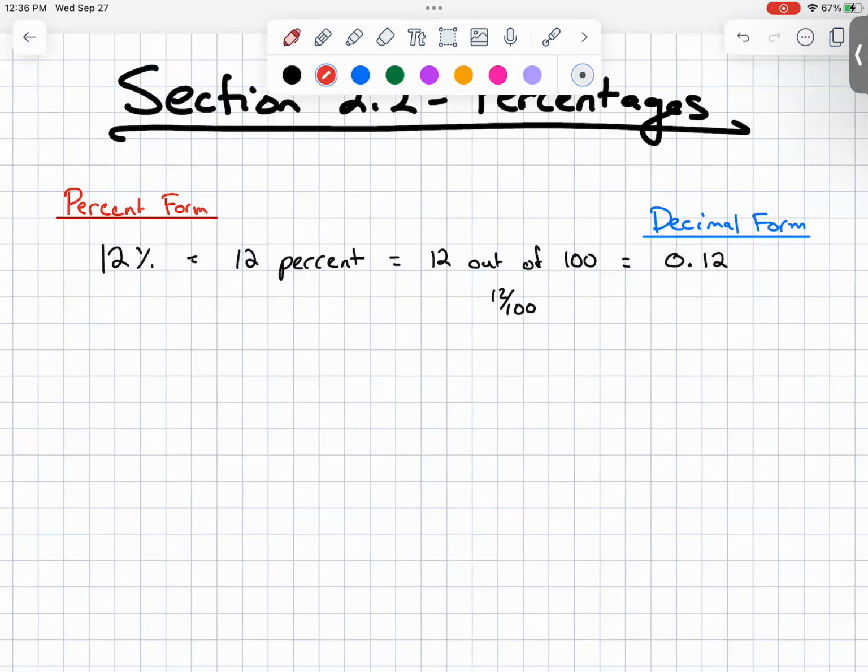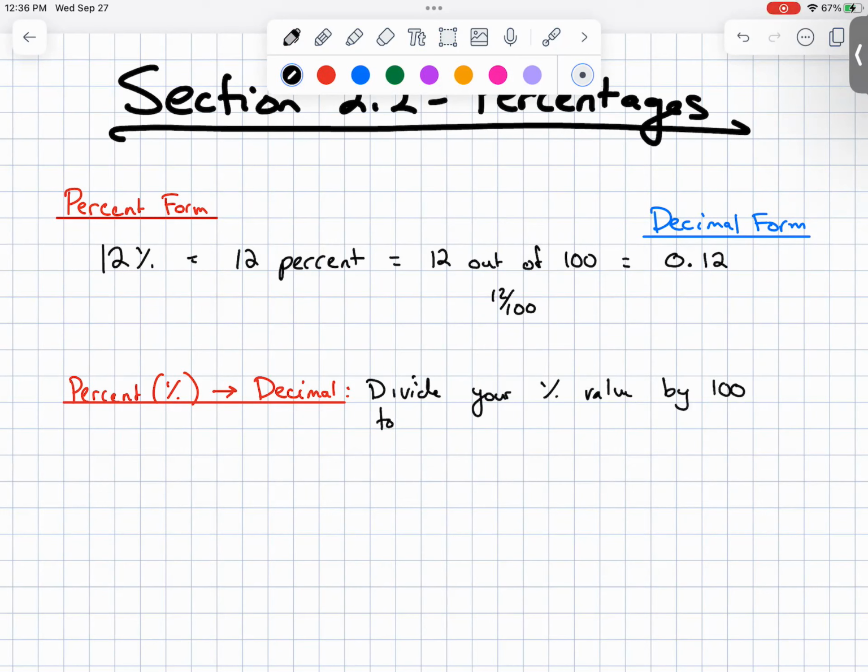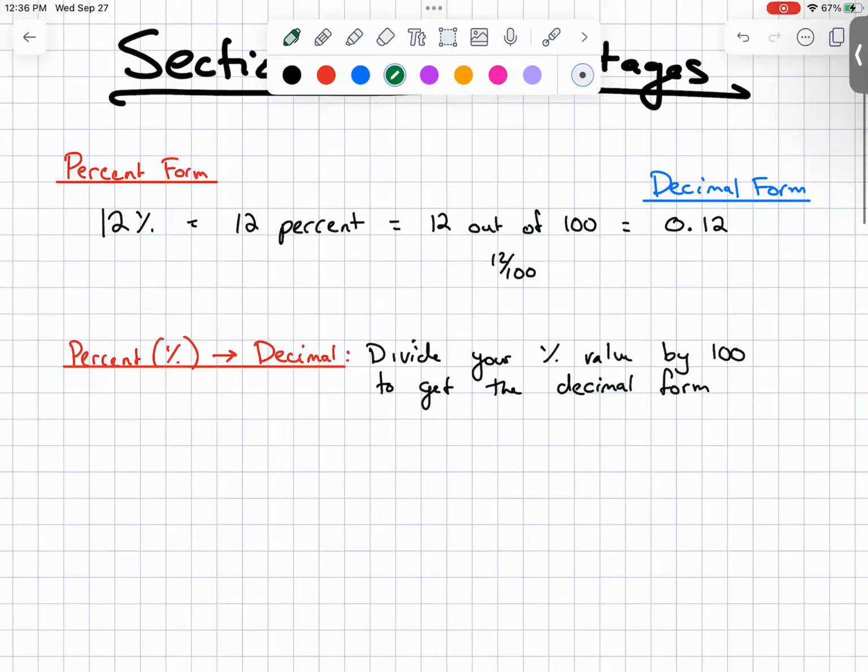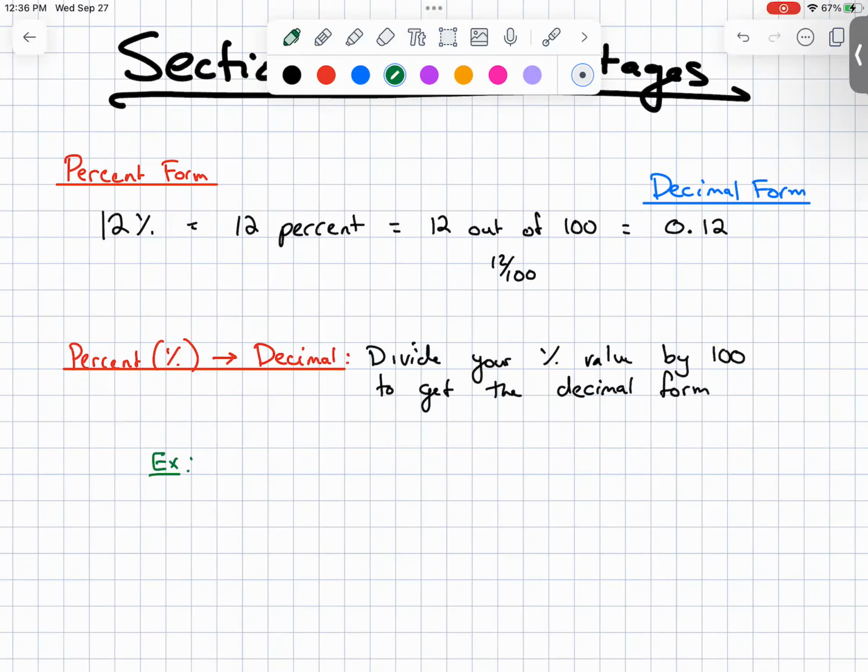if you want to go from percent to decimal, the way that that's done is by dividing your percent value by 100 to get the decimal form. Dividing our value by 100.